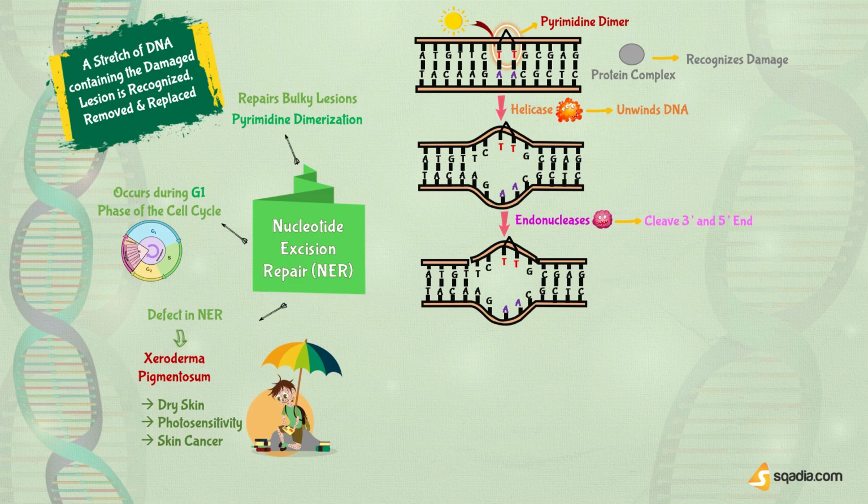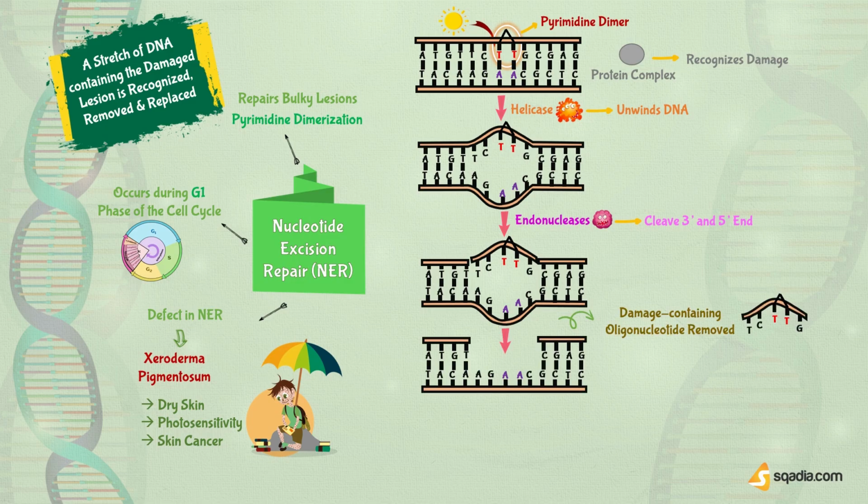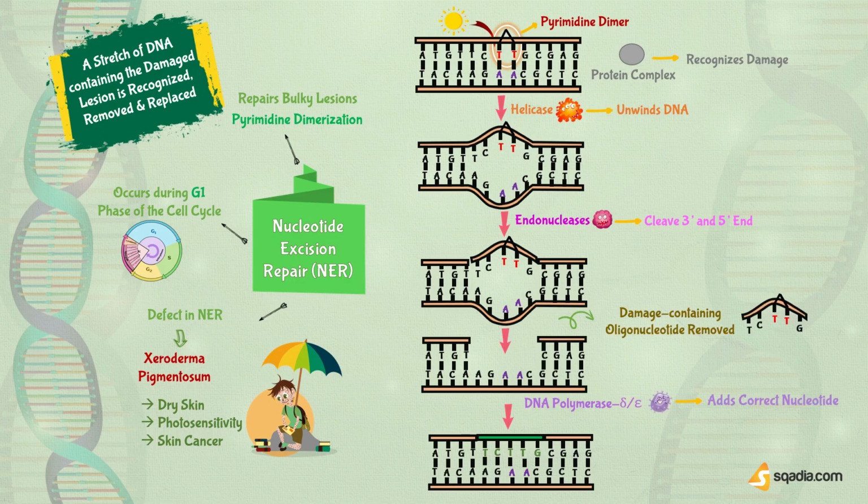Then, two endonuclease enzymes cut both the 3' side and the 5' side of the damaged area, creating a single-stranded DNA gap with a 3' hydroxyl group and a 5' phosphate group. Then, the damage-containing oligonucleotide is removed. In the next step, the gap is filled by DNA polymerase delta, or epsilon, using the undamaged DNA strand as a template. And then, the final step is ligation, where DNA ligase covalently binds the fresh piece into the backbone, thus completing the repair process.